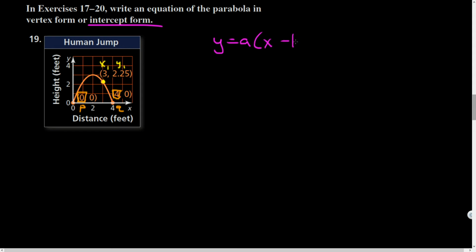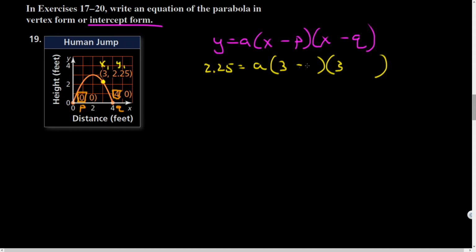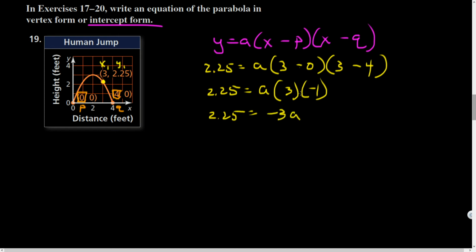And because I know my intercepts, I'm going to use intercept form. Plug in what I know. I so wanted this to be an h, but it isn't. X minus p, x minus q. So 2.25 in for y. Don't know a yet. X1 is 3. So in both of my x's, I plug a 3. Minus 0, that'll be easy, and minus 4. And so 2.25 equals a times 3 times -1. That's right. And 2.25 equals -3 times a.